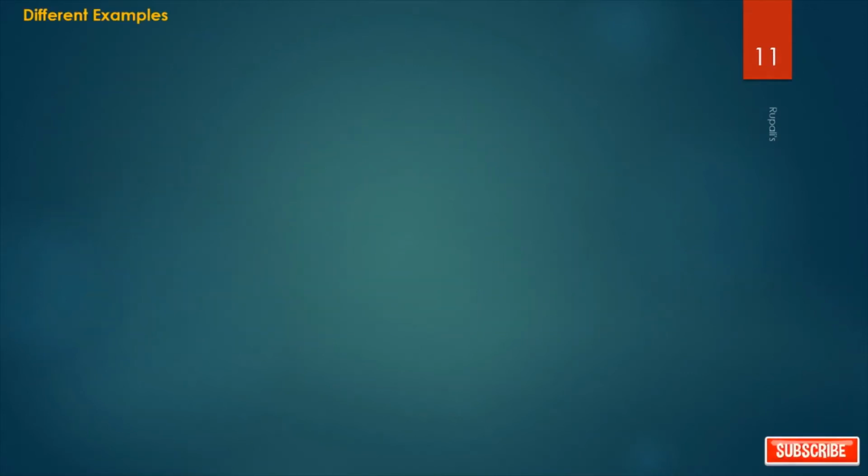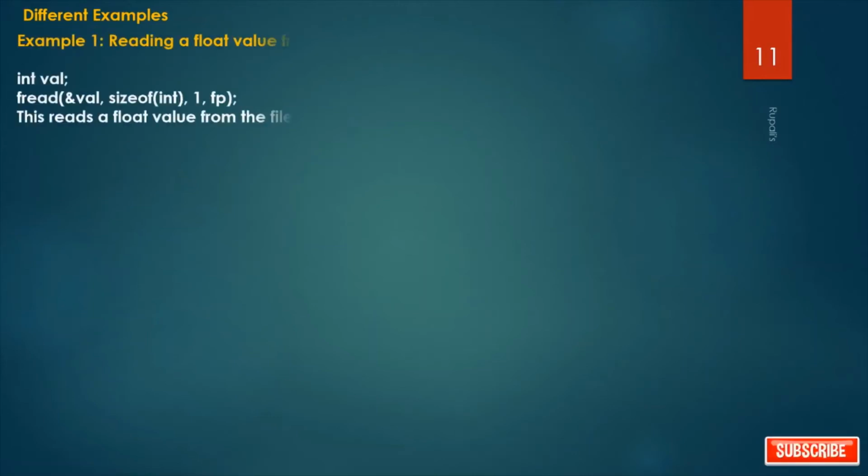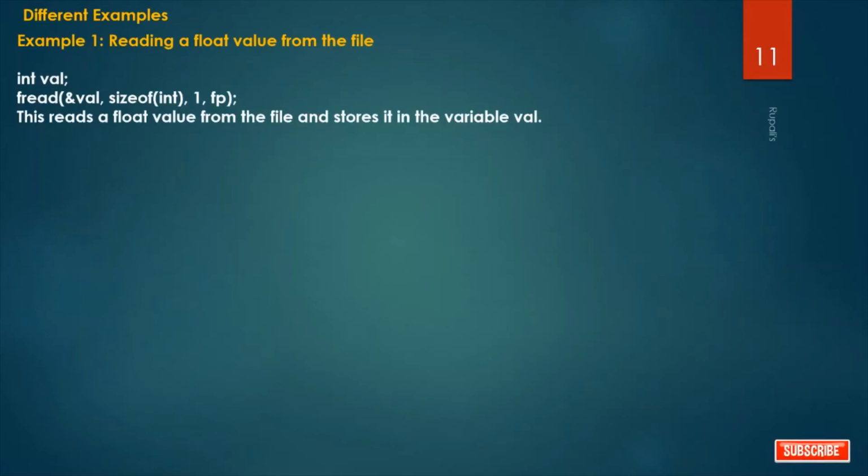Now see different examples, then the syntax of fread will be clearer for you. The first one is reading a value from the file. So I declare one integer variable val, then you write fread, then address of val, then sizeof int because it is an integer variable, and then 1, because I want to read one variable at a time, and fp is the file pointer which points to the particular file structure from which we want to read.